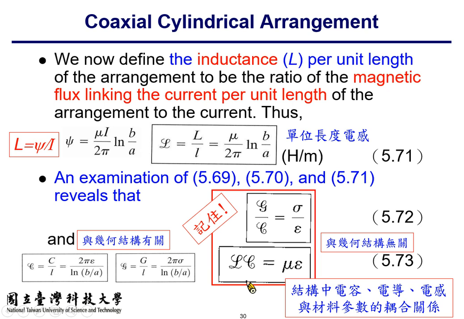Does that ring any bell? Mu times epsilon. Mu times epsilon is what? It is the inverse of the square of the speed of light. 这个好了，那个英文字母跟那个拉丁字母不够用啊。这边 c 指的是光速啊。Speed of light equals what? 1 over the square root of mu times epsilon.